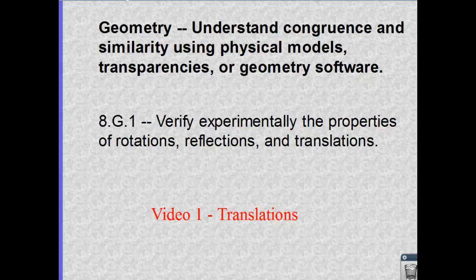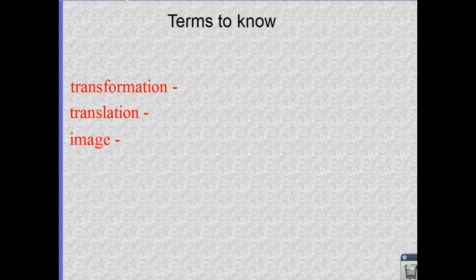Okay, this is 8G1, 8th grade geometry standard 1. We are going to verify experimentally the properties of rotations, reflections, and translations. This is video 1, and we are going to do translations today. Here are a few terms to know. I'd like you to write these down in your journals and make sure you define them.